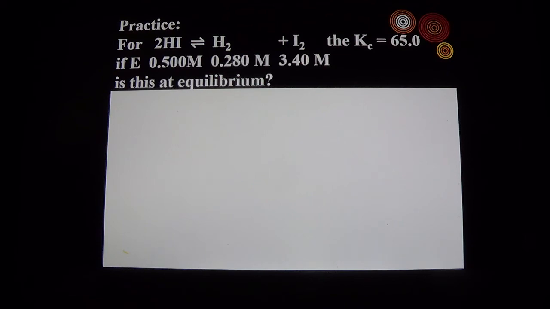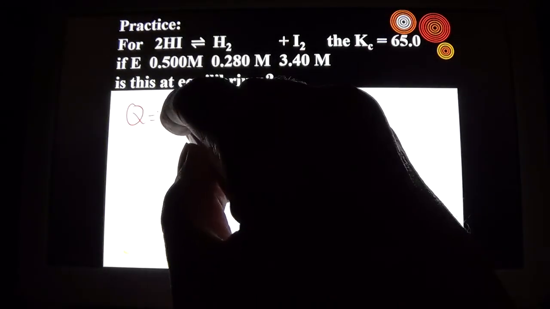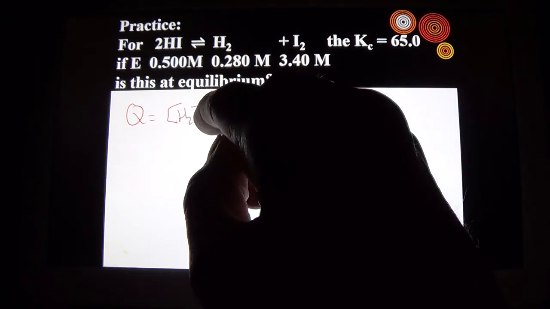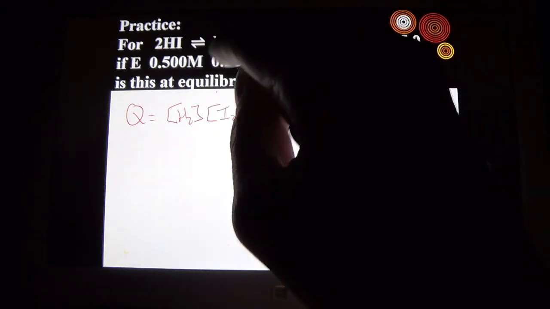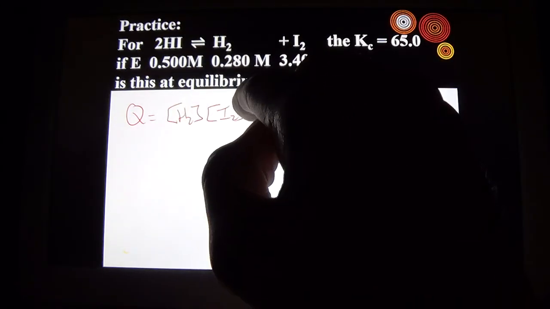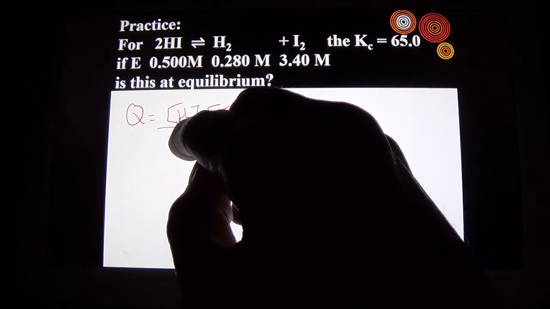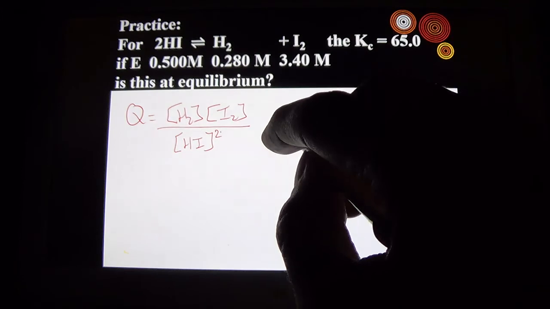Meaning, do I need a rice table? No, not really. Not at this moment. What I need to do to know if this is at equilibrium is calculate a Q. So Q is products raised to their coefficients. Concentration of products, because there's no pressures, raised to their coefficients, they're both ones, divided by the concentration of the reactants, and there's only one reactant, raised to its coefficient.